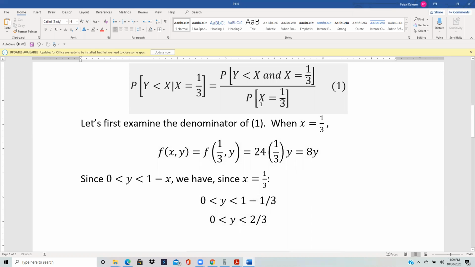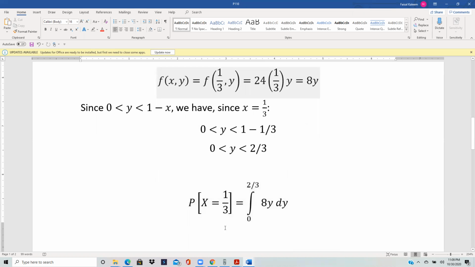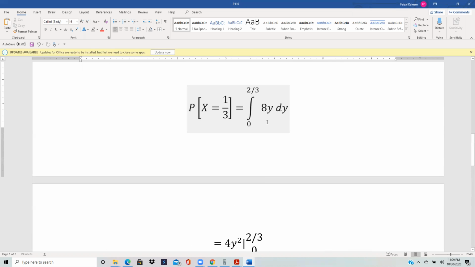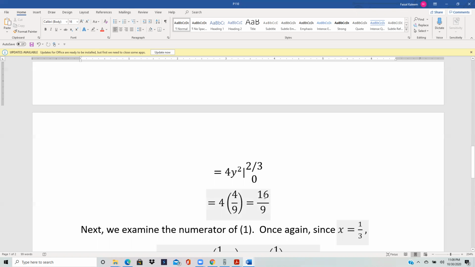So for the denominator, what we have is that the PDF ends up being 8y, and y needs to go from 0 to 2/3. And so the probability x equals 1/3 would be the integral from 0 to 2/3 of 8y. The integral of 8y is 4y squared, and you substitute the limits to get 16/9.